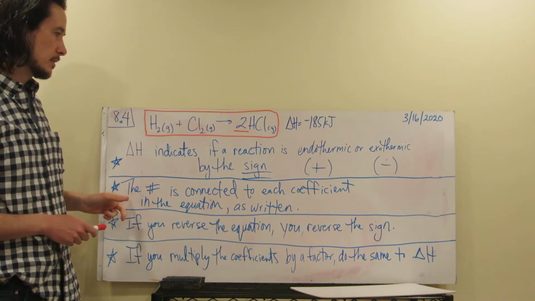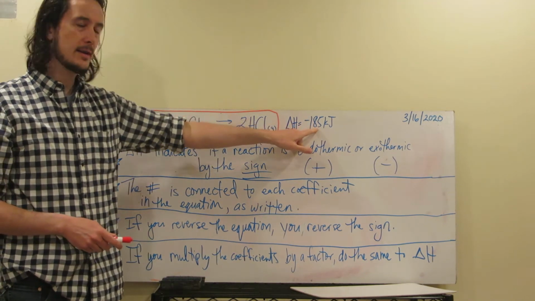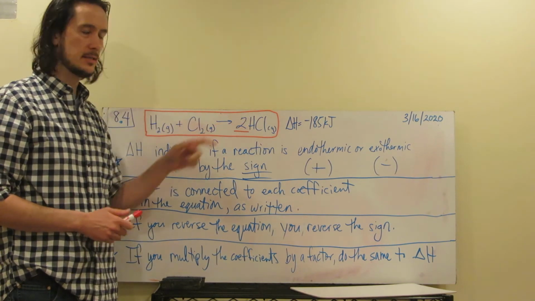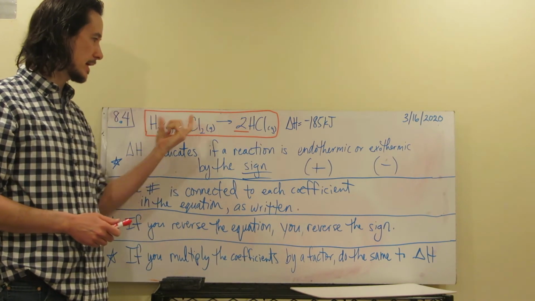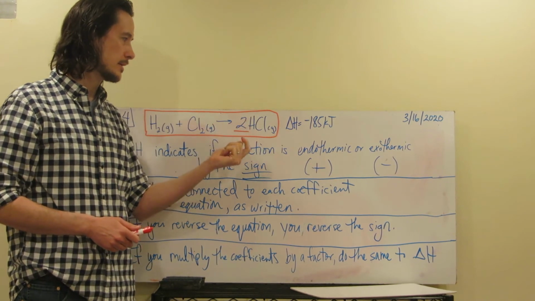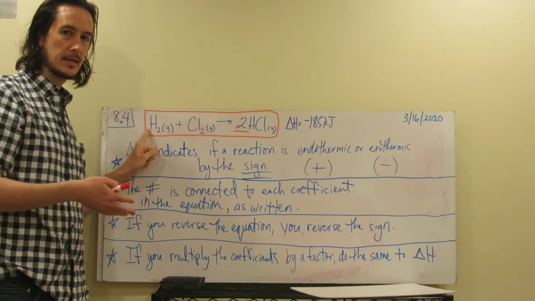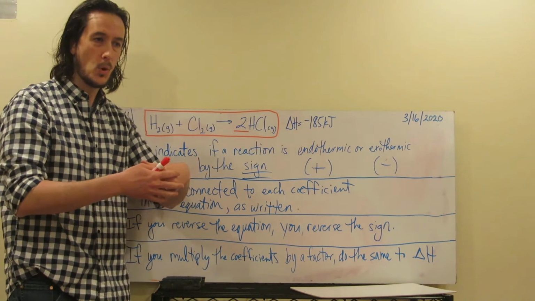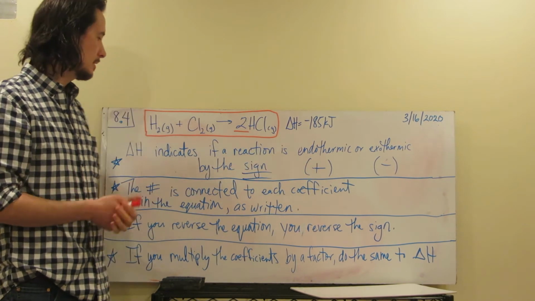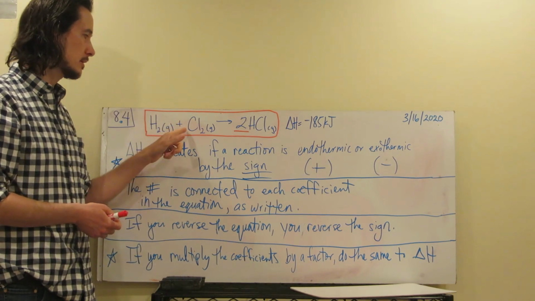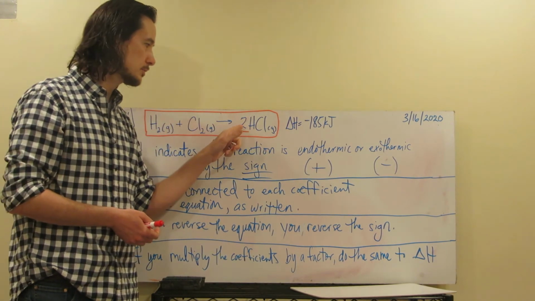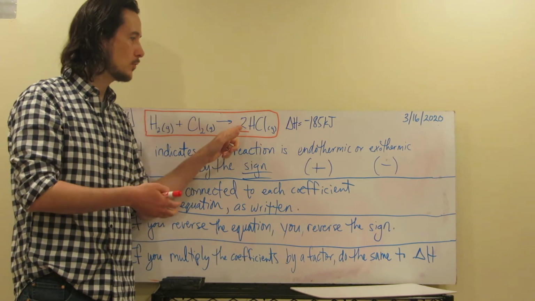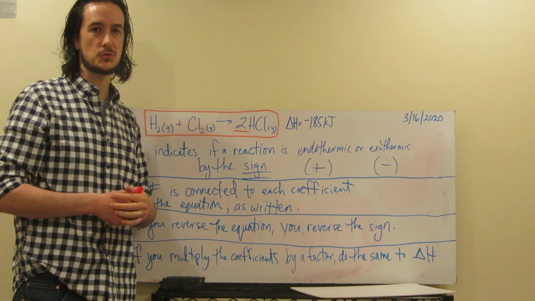Next thing, the number. So this number, this 185 kilojoules, that is connected to each coefficient that you see in the equation. We've got 1s on the reactant side, we've got a 2 on the product side. So if 1 mole of hydrogen reacts, negative 185 kilojoules, 185 kilojoules will be released. If 1 mole of chlorine reacts, if 2 moles of hydrogen chloride are formed, 185 kilojoules would be released.